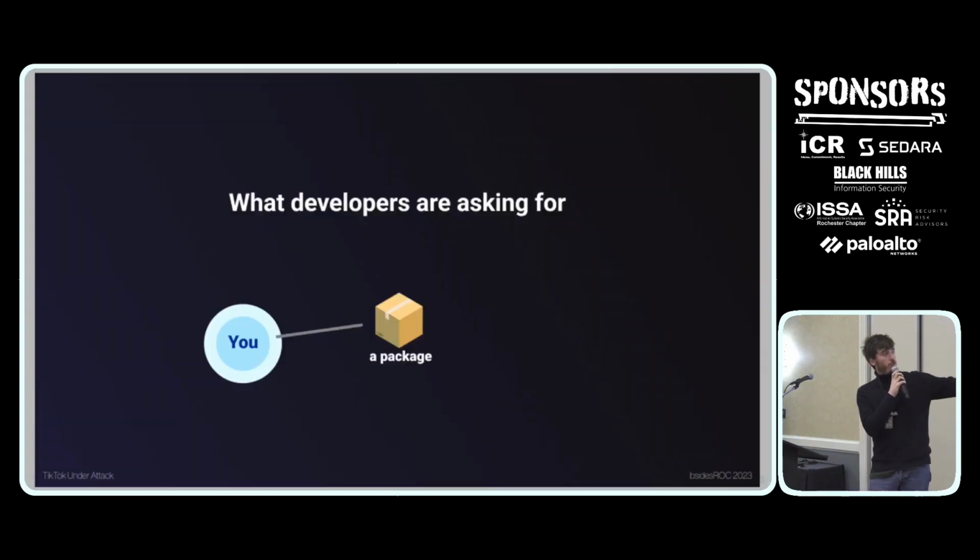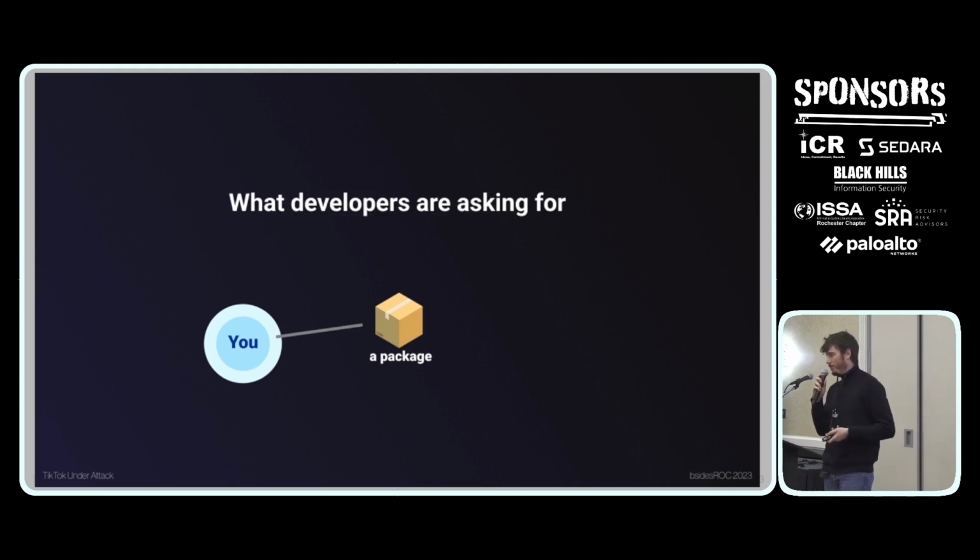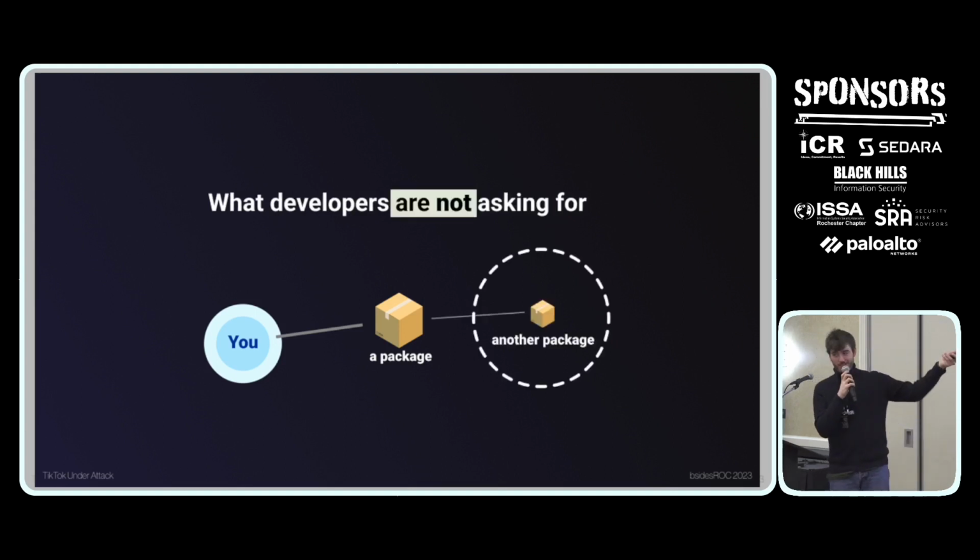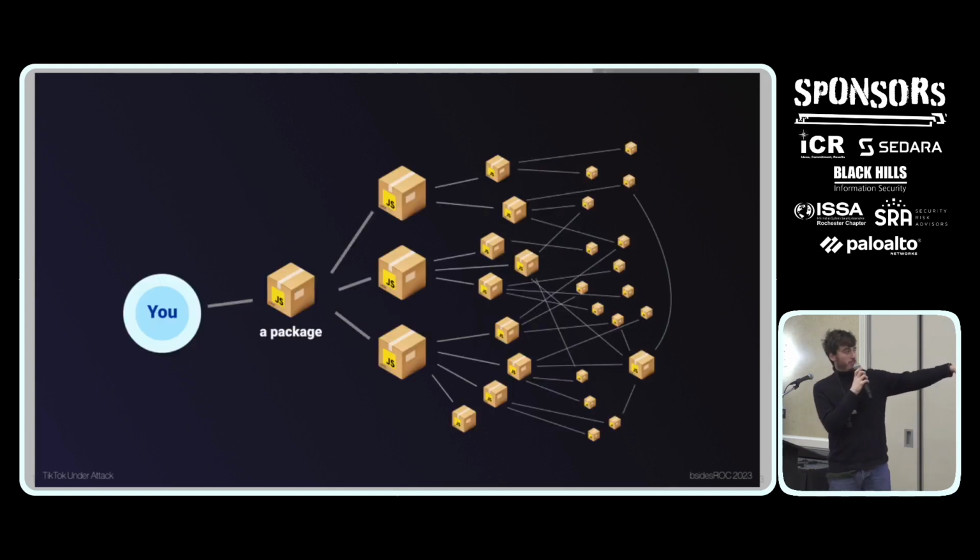Usually when a developer downloads a package, he's asking for that one package. If I'm going to download requests from PyPI, I want only requests, right? I don't want anything else. But usually, there's another package behind it. And normally, it looks like this, because each package uses another package that uses another package, and it's endless. So let's take a look at a real-life example.